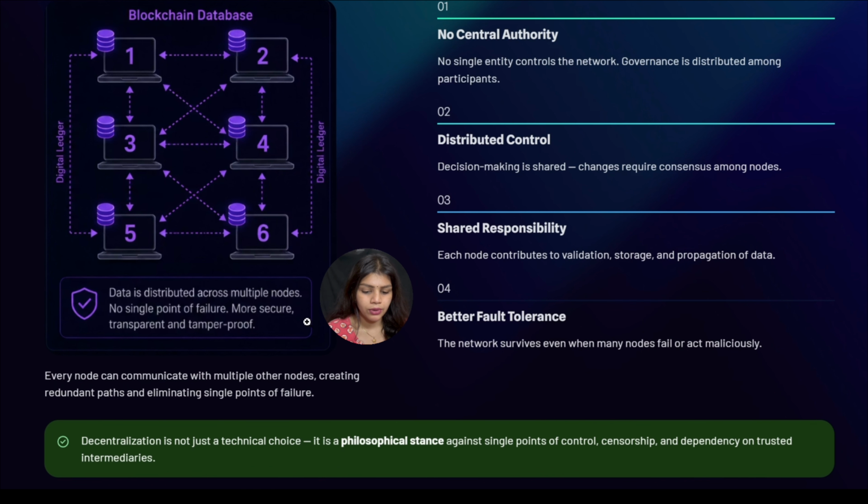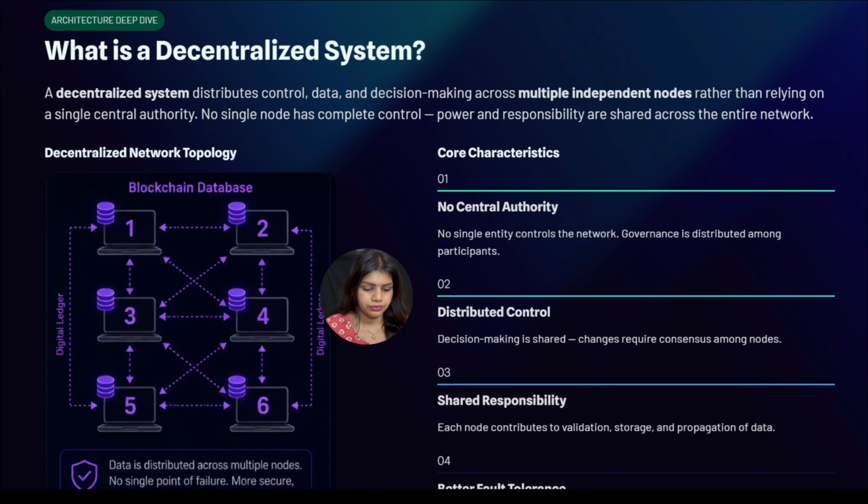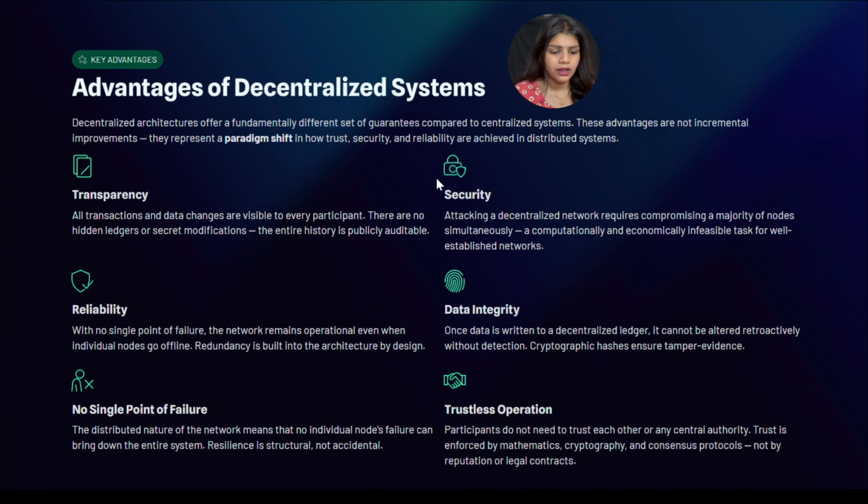Okay, so every node can communicate with multiple other nodes, creating redundant paths and eliminating a single point of failure. So this is the whole decentralized system, and this architecture is what the blockchain is made of. Okay, so next is advantages of decentralized system.